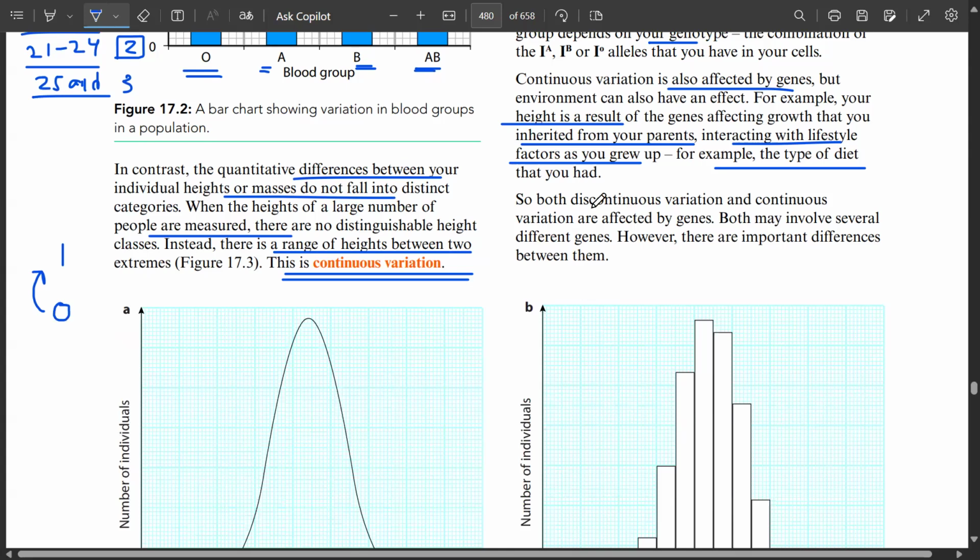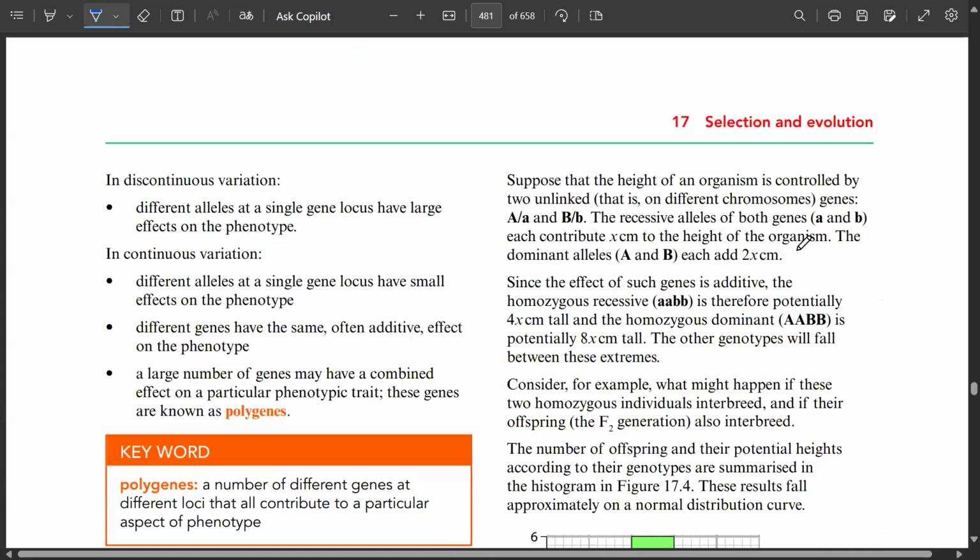So both discontinuous variation and continuous variation are affected by genes. Both may involve several different genes. However, there are important differences between them as well. For example, अब डिफरेंसेस क्या? इन डिसकंटिन्यूस वेरिएशन, डिफरेंट एलील्स एट अ सिंगल जीन लोकस हैव अ लार्ज इफेक्ट ऑन फिनोटाइप। मतलब कि एक जीन के ऊपर भी एक लोकस है, एक सिंगल जीन वुड आल्सो हैव अ लार्ज इफेक्ट ऑन योर फिनोटाइप एज वेल.